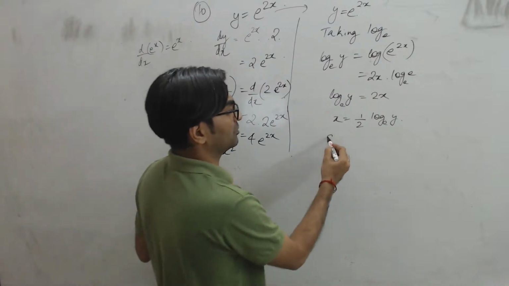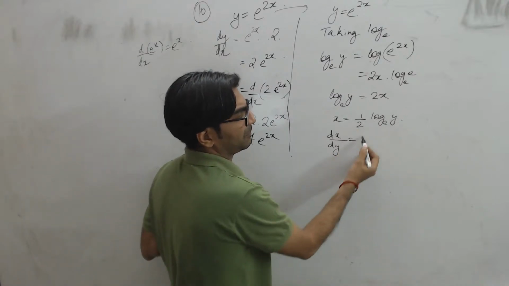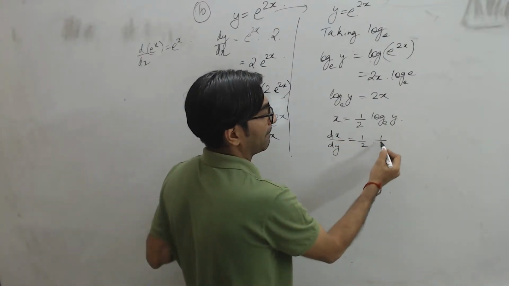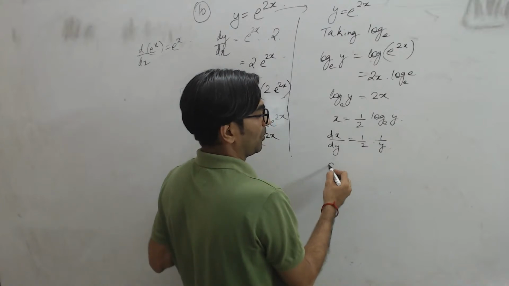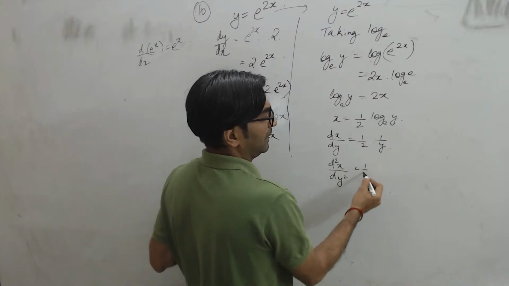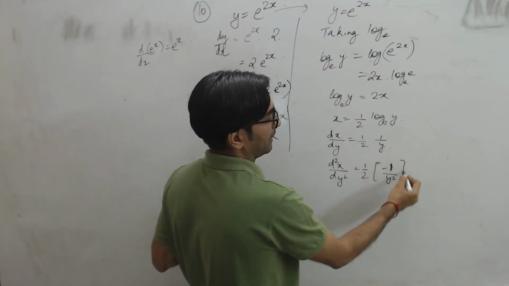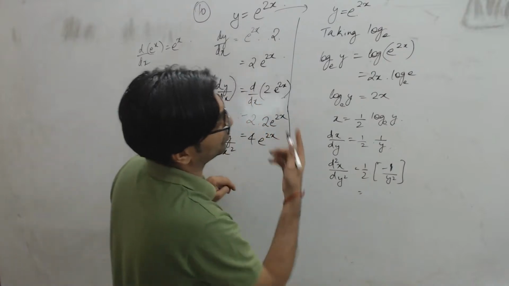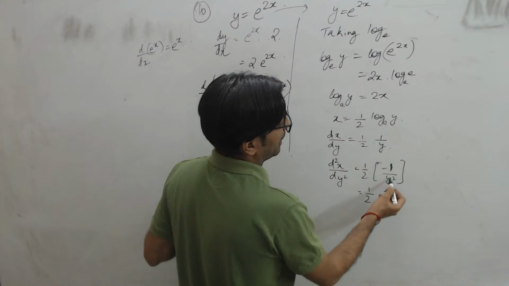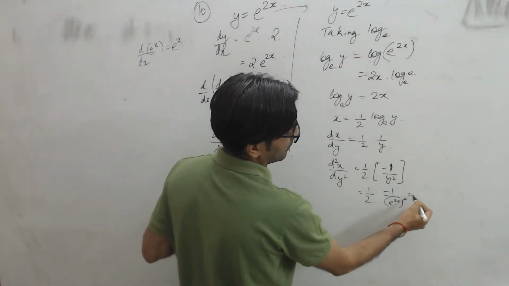Now let's differentiate. So if I differentiate x with respect to y, first differential with respect to y. Yeah? So differential of log y will be 1 by y. No problem. What about the second differential? Right? Differential of 1 by y will be minus 1 by y square, right? And at this point, I'm going to substitute the value of y. So this becomes 1 by 2 into minus 1 divided by square of y will be e power 2x the whole square, right?